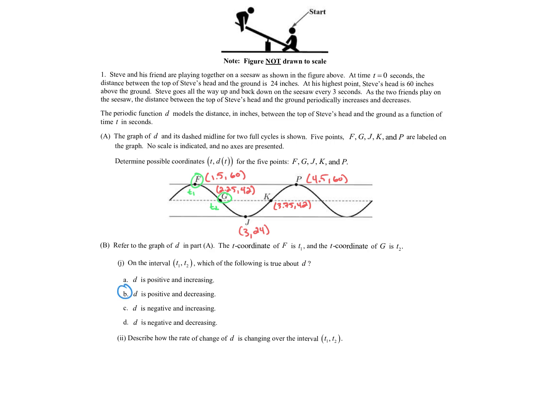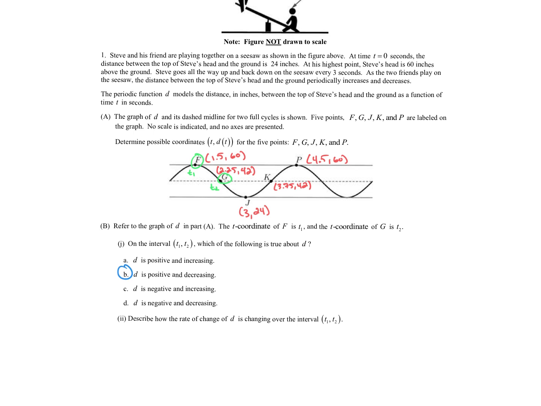And then part 2 of B. Describe how the rate of change of D is changing over the interval of t sub 1 to t sub 2. Ethan, tell me why. Good. D is concave down, so the rate of change of D is decreasing.